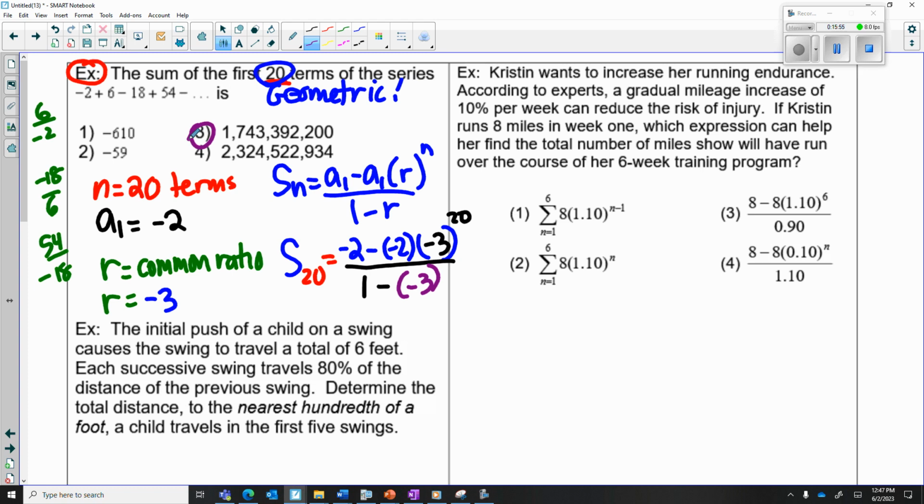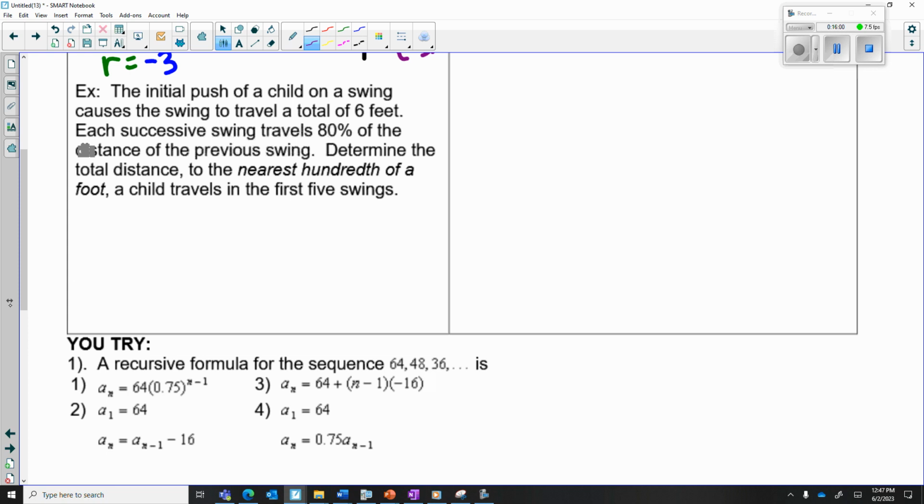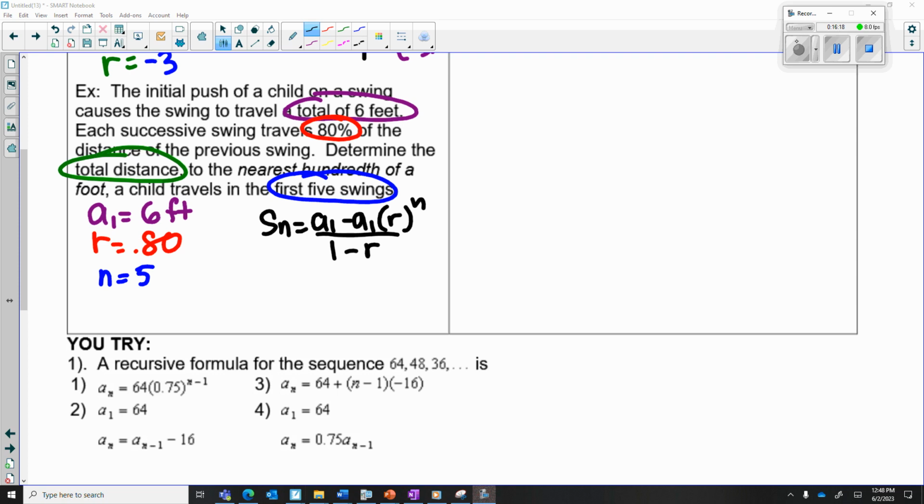Now let's look at the one underneath here on the left column. The initial push of a child on a swing causes the swing to travel a total of 6 feet. Each successive swing travels 80% of the previous swing. Determine the total distance to the nearest hundredth of the first 5 swings. First I want you to see if you can write down some key information. I'm hoping you realize that the first term, the initial term or starting term, a1, was 6. The common ratio is 0.80. And it looks like we're doing 5 total swings, so that's going to be the sample size of 5.